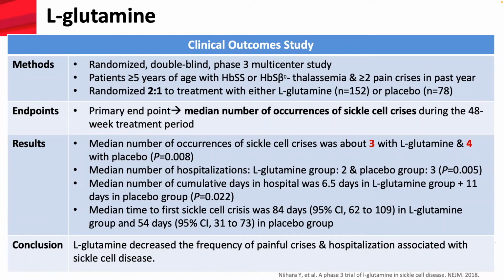The study mainly looked at the median number of occurrences of sickle cell crises during the 48-week treatment period. A pain crisis was defined as pain leading to treatment with a parenterally administered narcotic or Toradol, ketorolac, in an emergency department or hospitalization. This study showed that the median number of occurrences of sickle cell crises was about 3 with L-glutamine and 4 with placebo, which was statistically significant. So we can conclude that L-glutamine helped decrease the frequency of painful crises and hospitalization associated with sickle cell disease. Also, about 2/3 of these patients were on hydroxyurea at baseline, and this effect was seen in both groups overall.